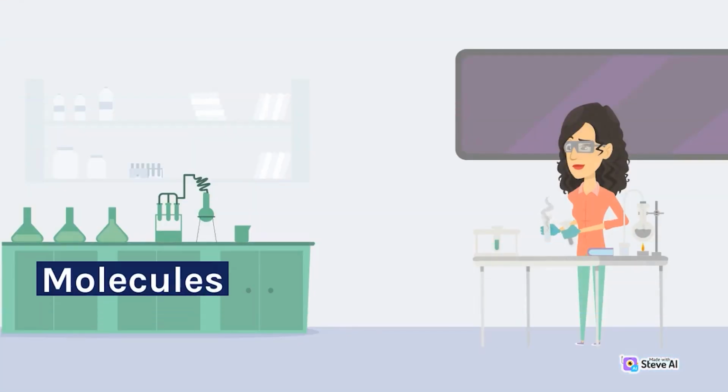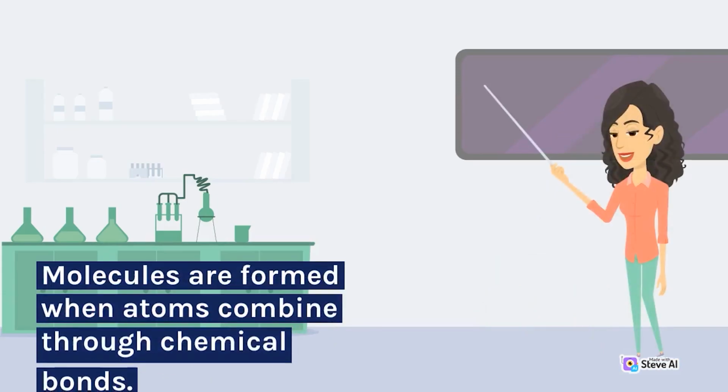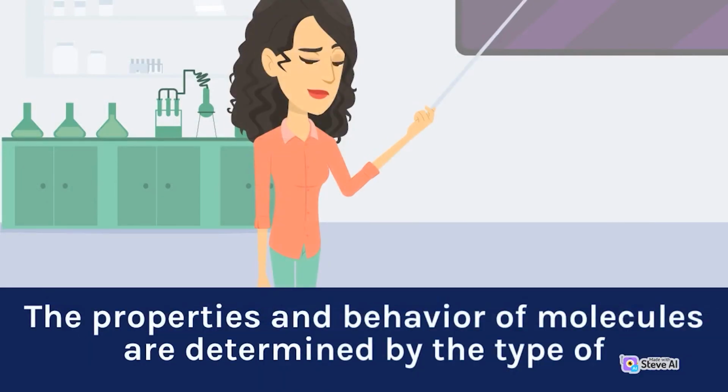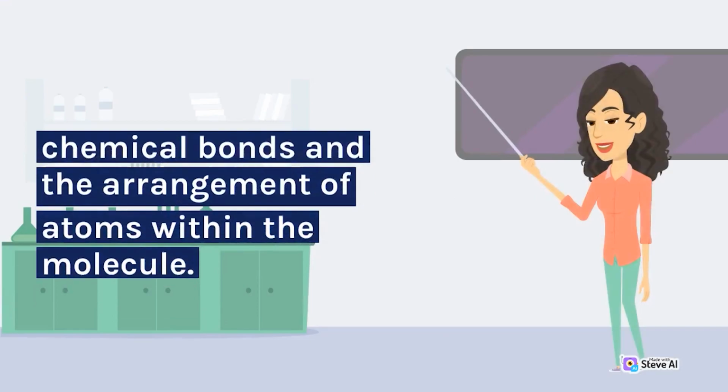Molecules. Molecules are formed when atoms combine through chemical bonds. Molecules can be composed of two or more atoms of the same element or different elements. The properties and behavior of molecules are determined by the type of chemical bonds and the arrangement of atoms within the molecule.